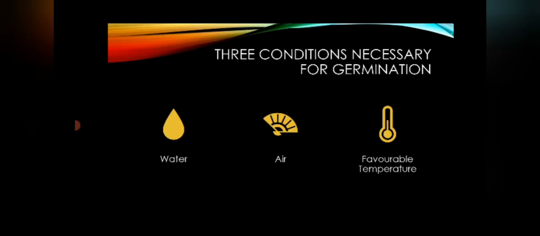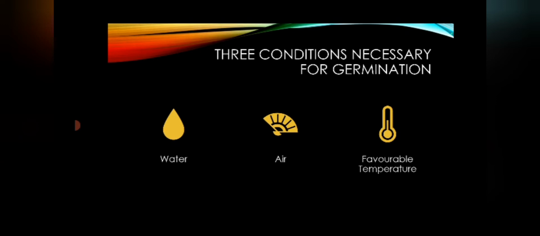Here, what are the conditions required for germination? There are three conditions: the seed requires a proper amount of water, air and favorable temperature. Only if these three conditions are satisfied will the seed become a baby plant. If these conditions are not proper, then the seed is wasted. It can't grow into a baby plant. So these three conditions are necessary for a seed to become a baby plant.